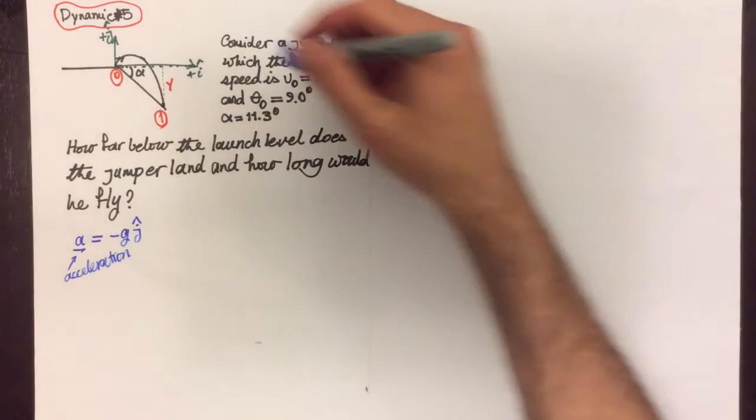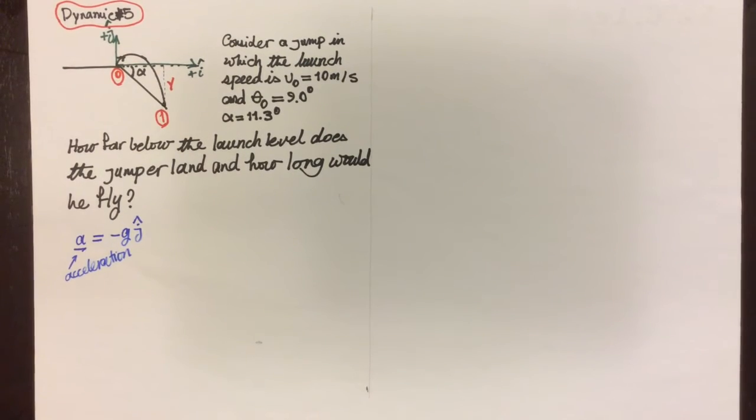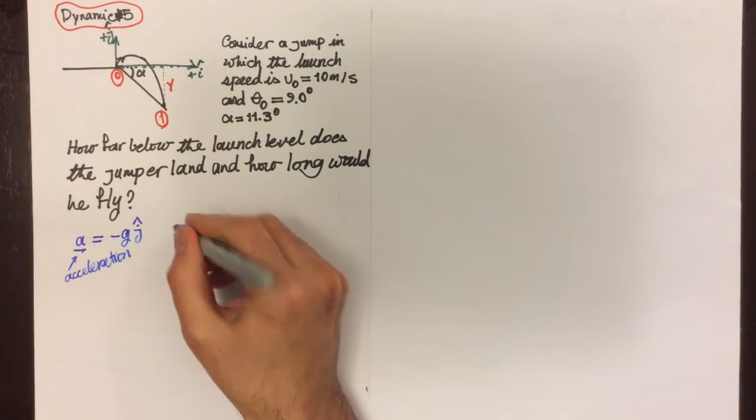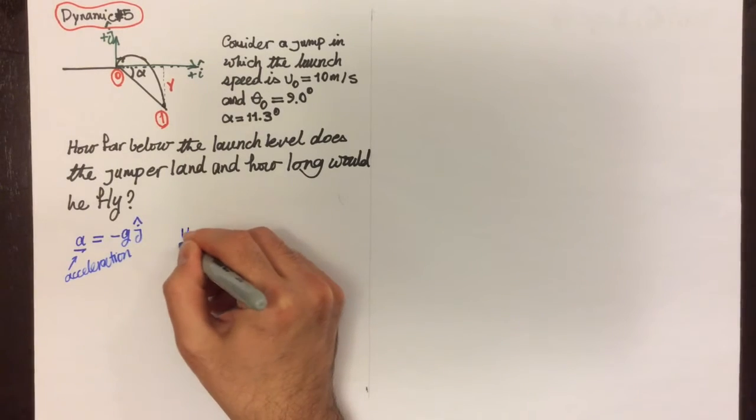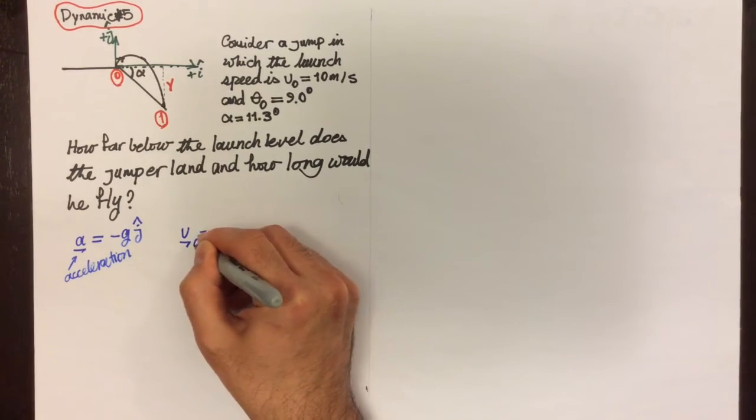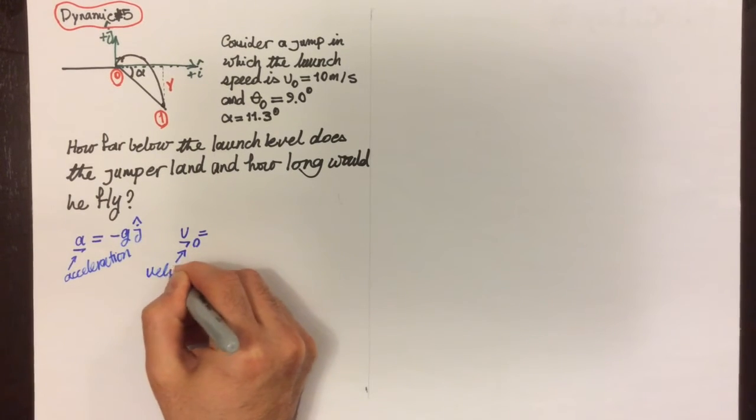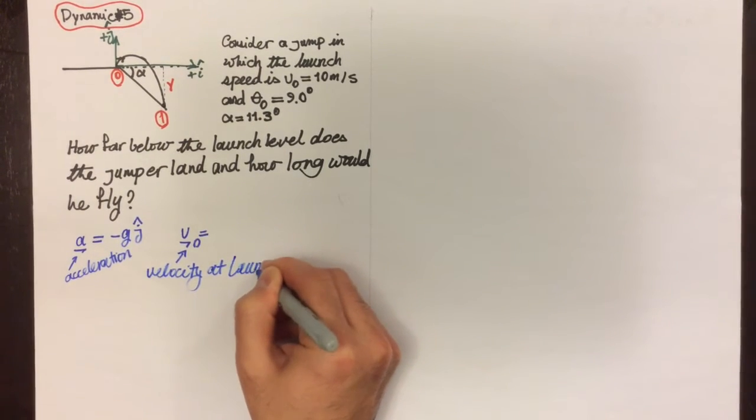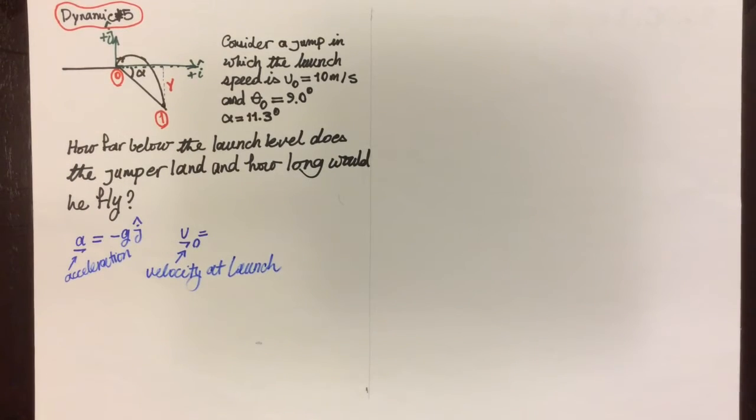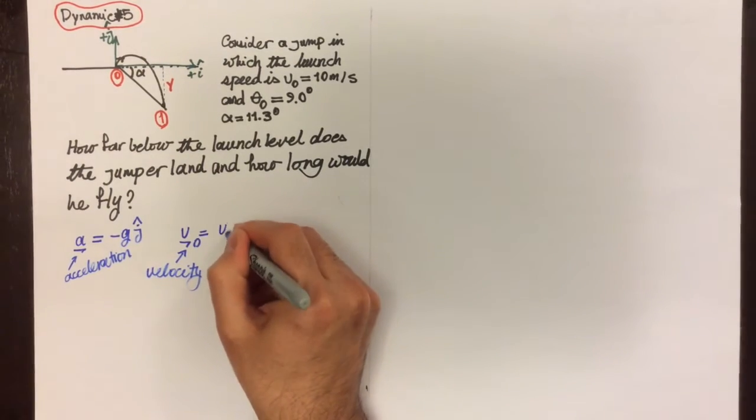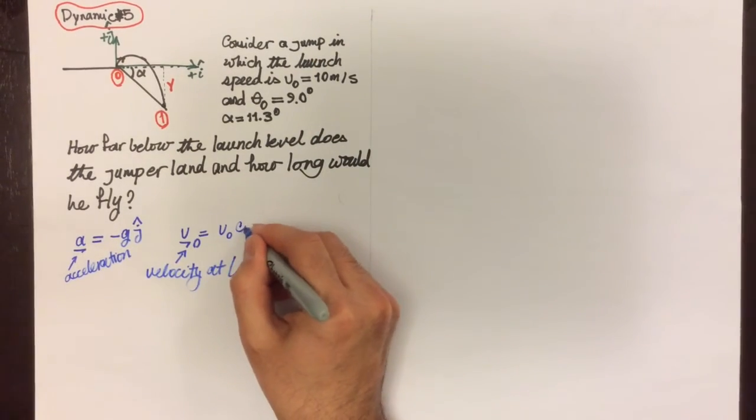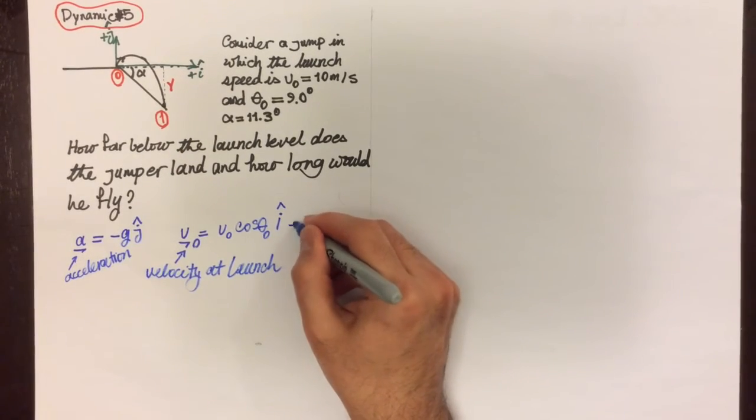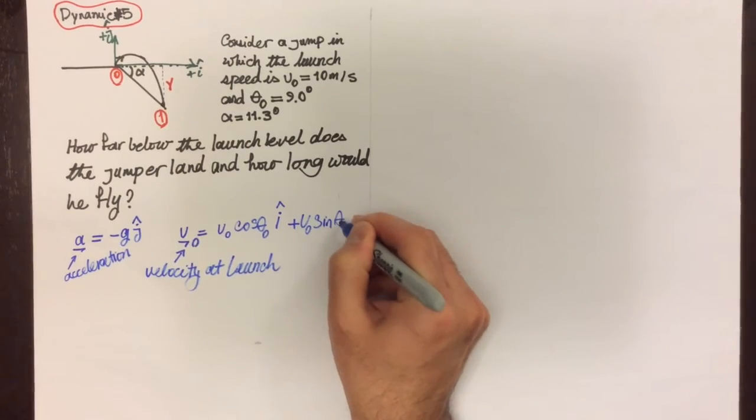Do we know what the initial velocity is? Yes, we know it's 10 meters per second. Do we know the launch angle? Yes, we know that. I'm going to describe velocity in this form. V0, showing that velocity at launch is V0, this is speed, cosine theta 0, i hat, plus V0 sine theta 0, j hat.